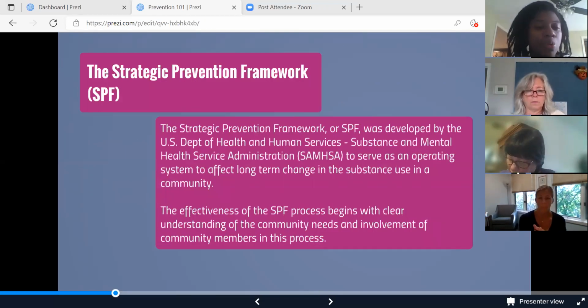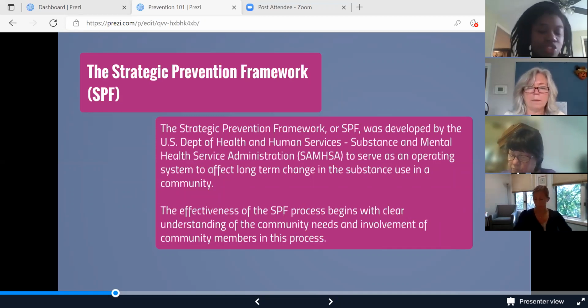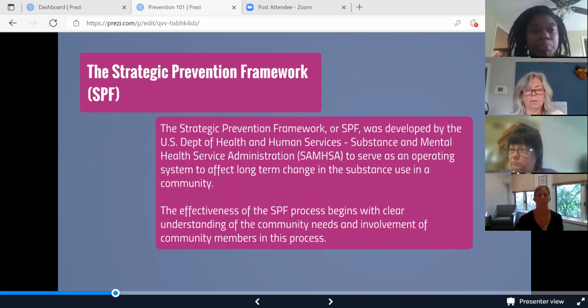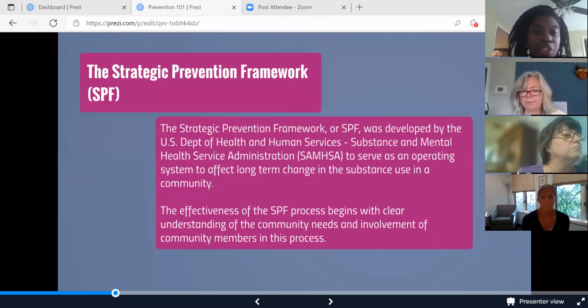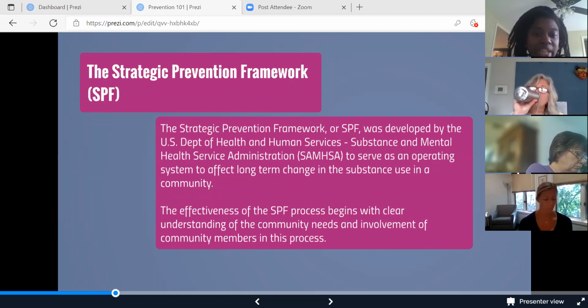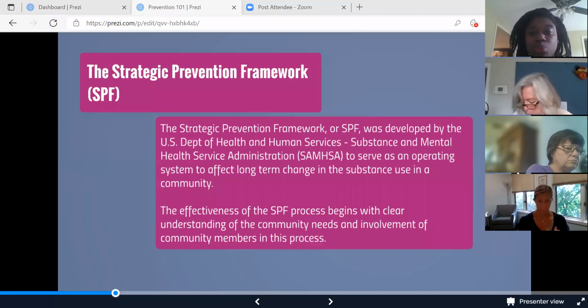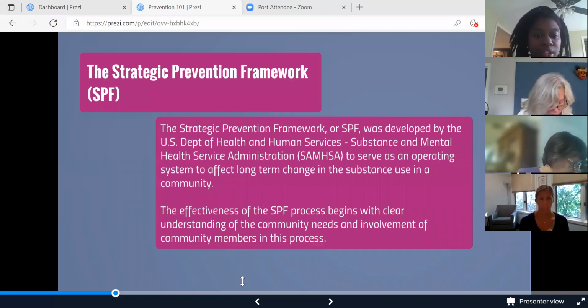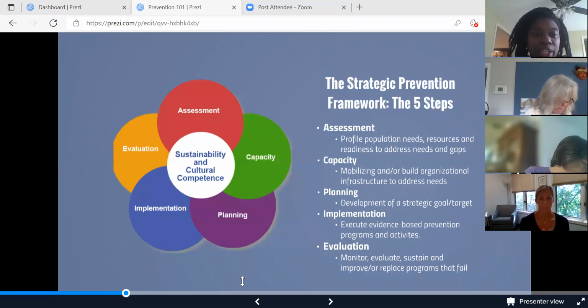Next, we want to look at the Strategic Prevention Framework as we work through what prevention is. The SPF, as we call it, the Strategic Prevention Framework, is a public health model that serves as an operating system within the prevention workforce. It's basically what we use to organize our coalition work and also to effect long-term change in substance use with our partnering communities. There are 5 steps within this framework.